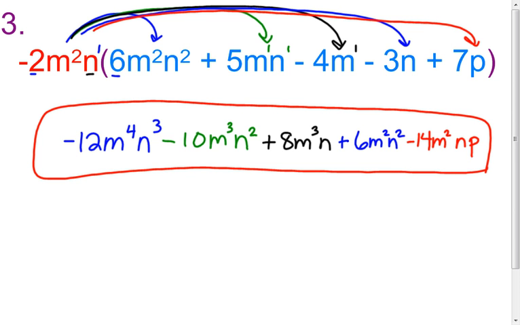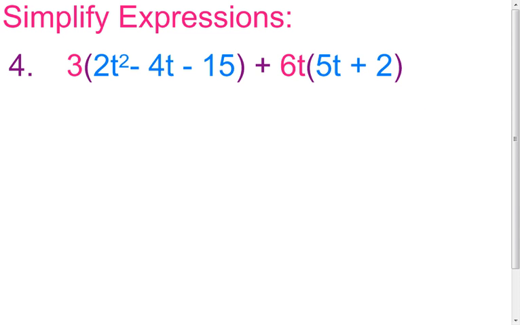And it would look like that. Alright, now we're going to combine distributing and combining some like terms. What I'm going to do first is distribute this 3 through. So 3 times 2t squared is 6t squared. 3 times negative 4t is negative 12t. 3 times negative 15 is negative 45.